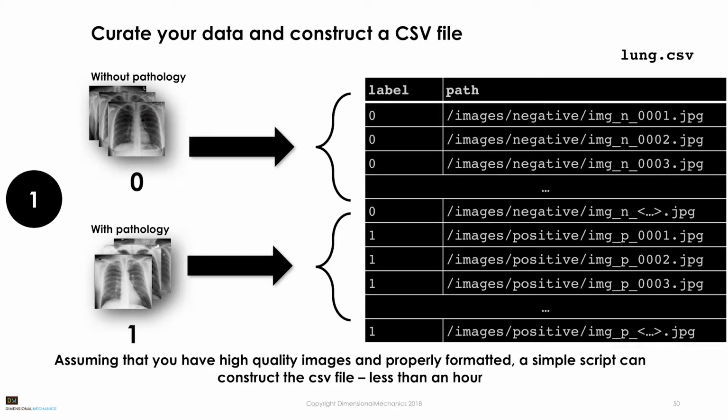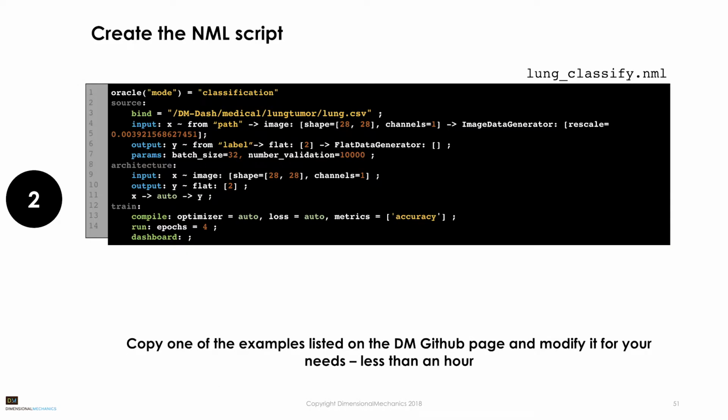So I modified that. So without pathology, it's 0. With pathology, it's 1. And so essentially you have a bunch of images. The only thing you need to do is put the images in the right location, and NeoPulse will ingest that and train the model. So the CSV file is simply, you have a label, path, 0 for without, 1 for with. So this is NML.